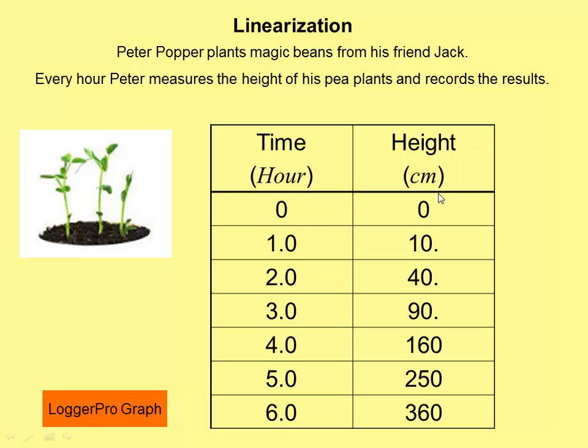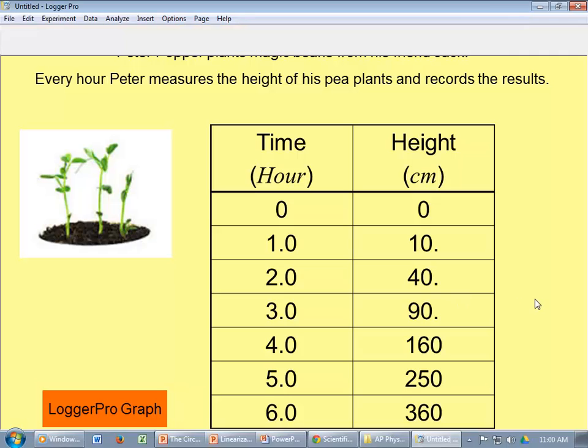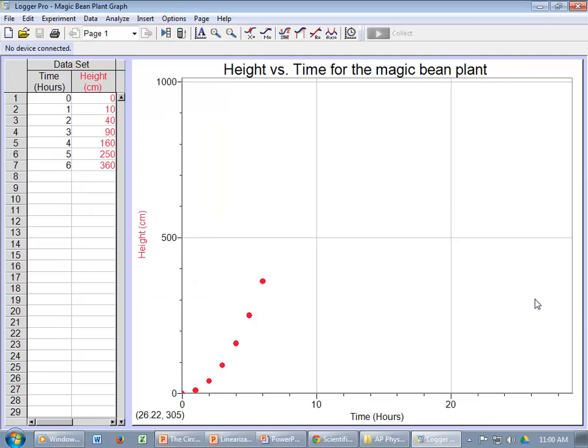Time in hours, height in centimeters. And you can see these are pretty fast-growing magic beans. So let's take a look at the graph for this. Here it is typed into LoggerPro. I've already changed the column headings, put in units, typed in the data, and put in a title, height versus time, since time is the independent variable, and this is my graph.